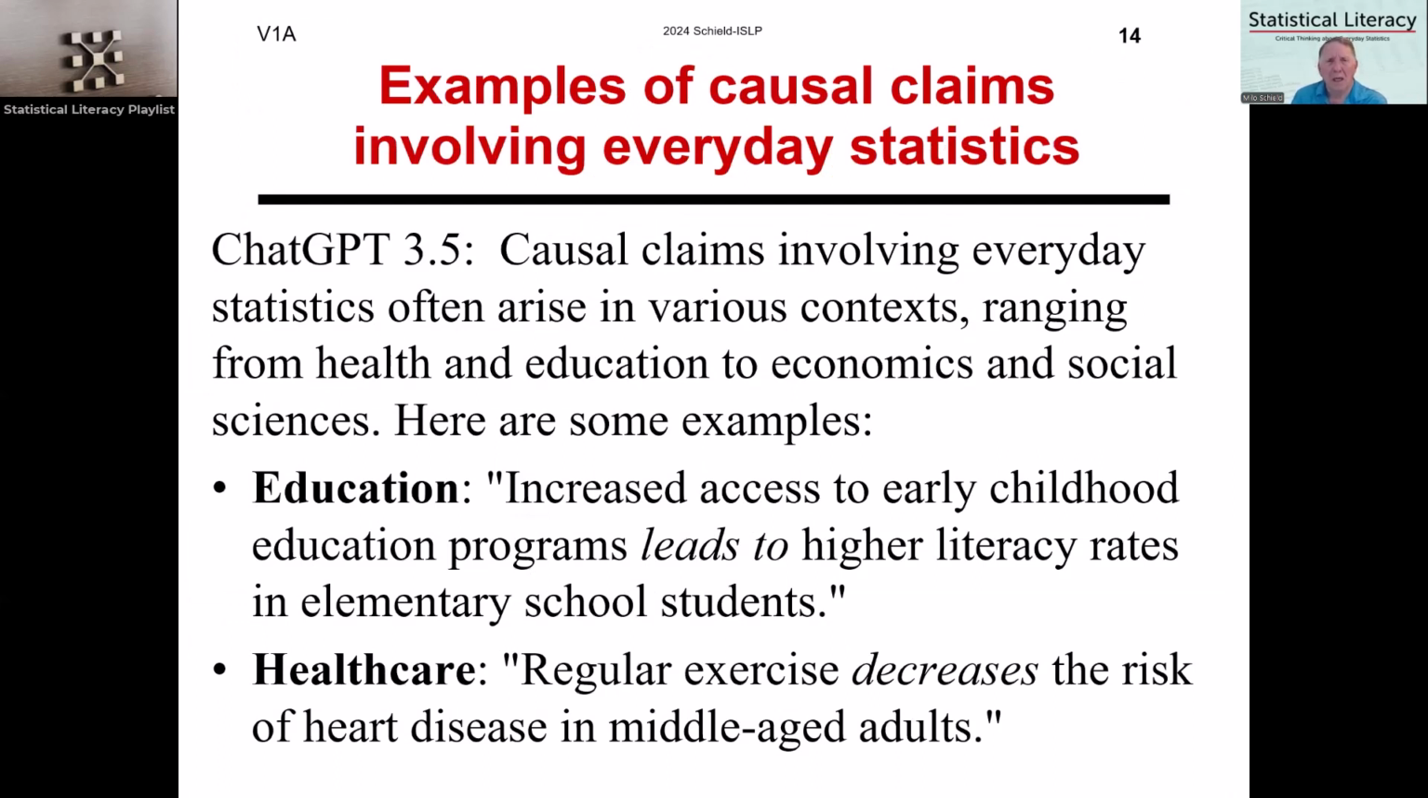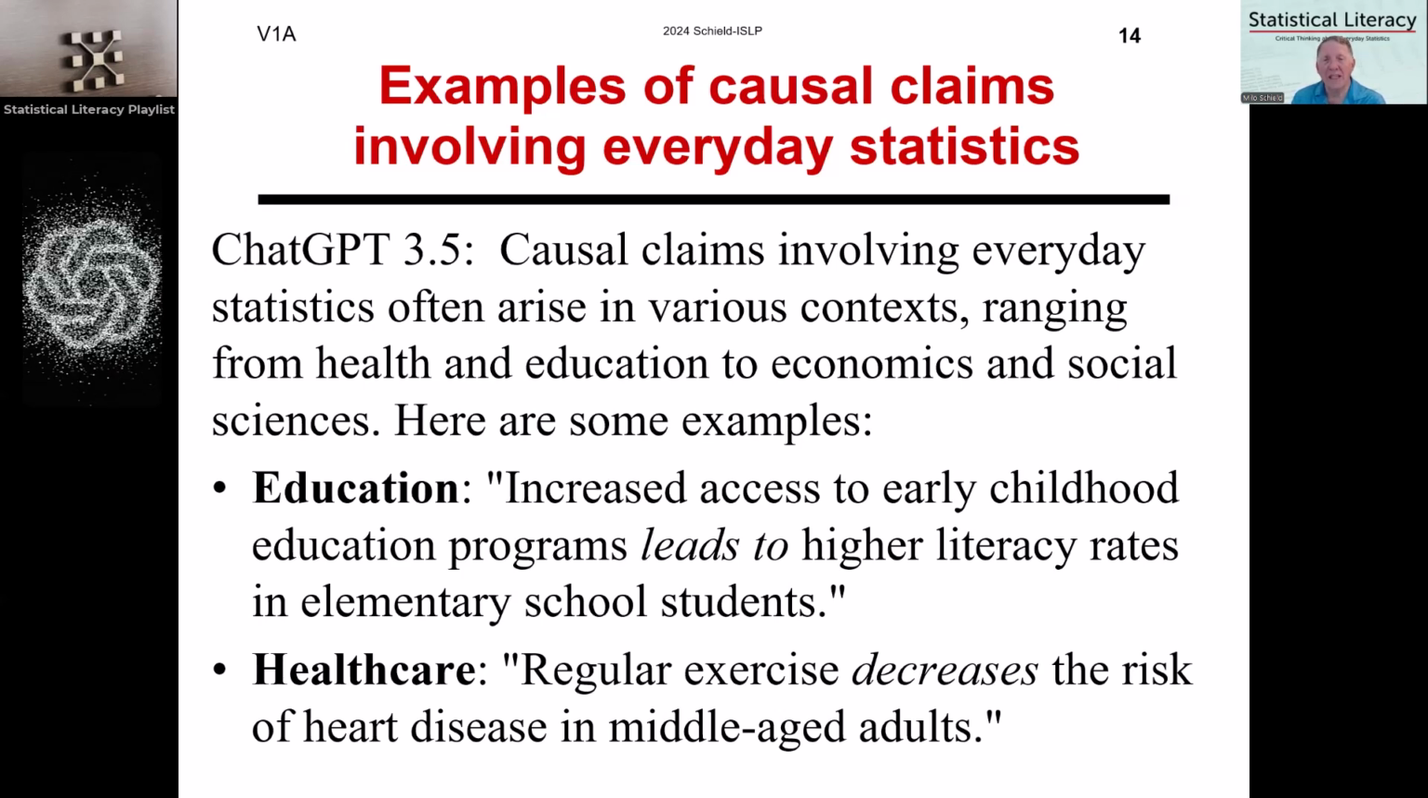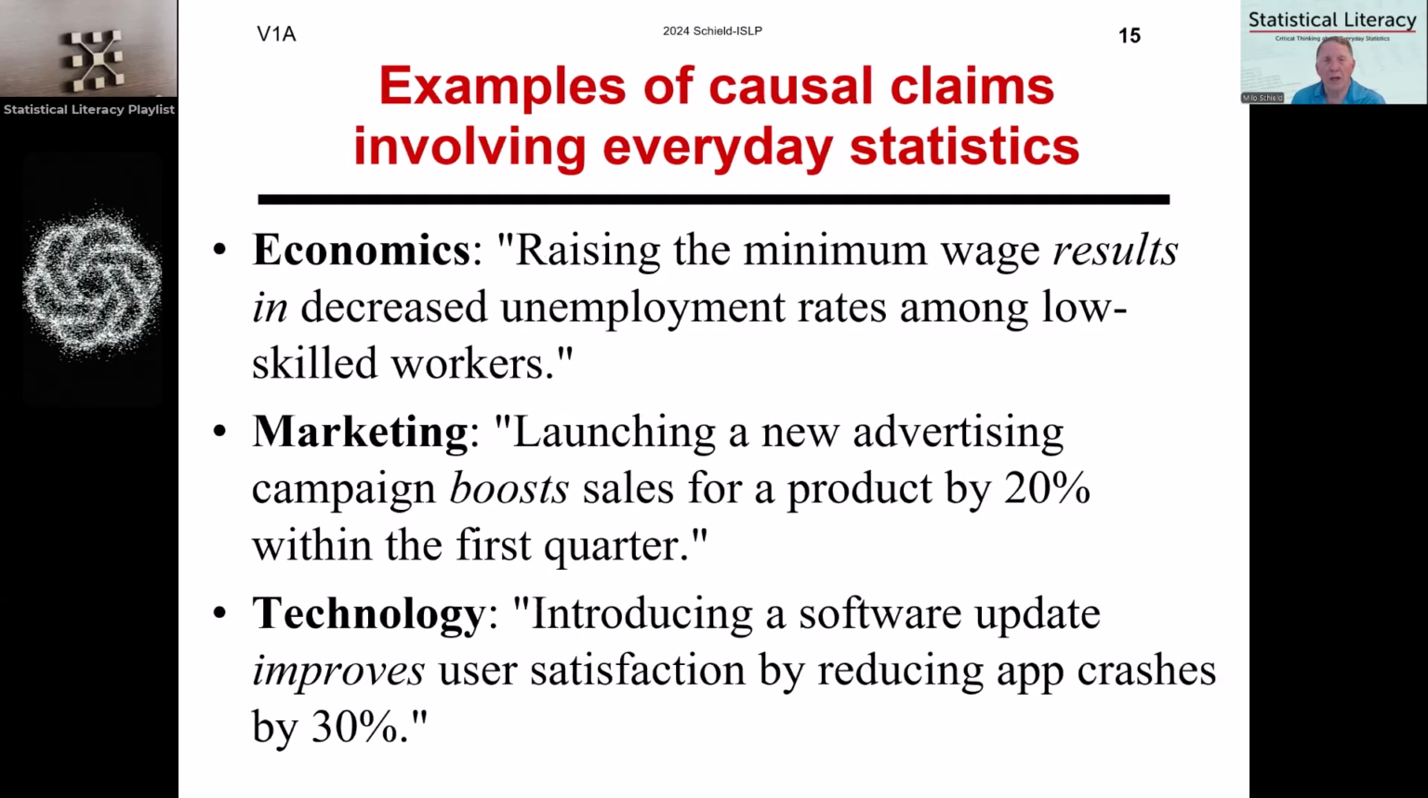Chat, give me some examples of causal claims involving everyday statistics. I want to know what we're talking about here. Chat came up with almost a dozen. I'm not going to read all of them. I've highlighted the verb in italics, and I want to come back to that after I finish the list. Education, increased access to early childhood education leads to higher literacy rates. Exercise decreases the risk. Raising the minimum wage results in lower unemployment rates.